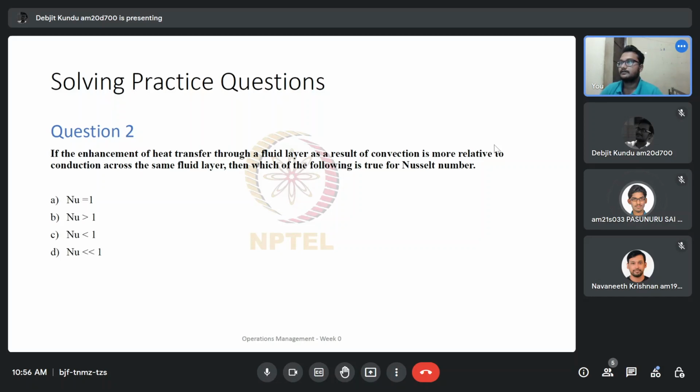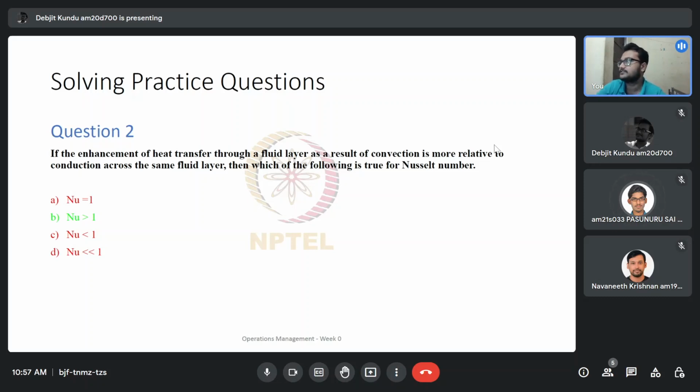Great. So we received the answer in favor of option B, and if we look at the correct answer, it's actually option B. So Nusselt number as it is defined is hL divided by k, and it's the ratio of the heat transferred due to convection to that transferred by conduction. So if convection is more, then the ratio would be more than 1, and Nusselt number would end up greater than 1 as well.